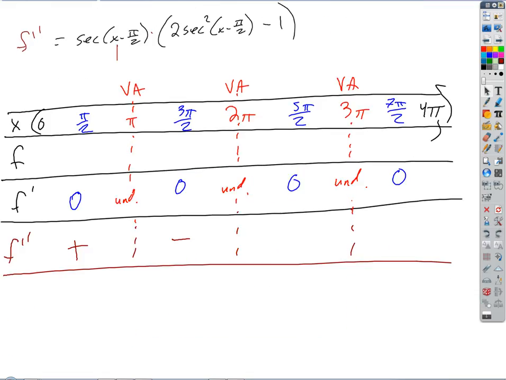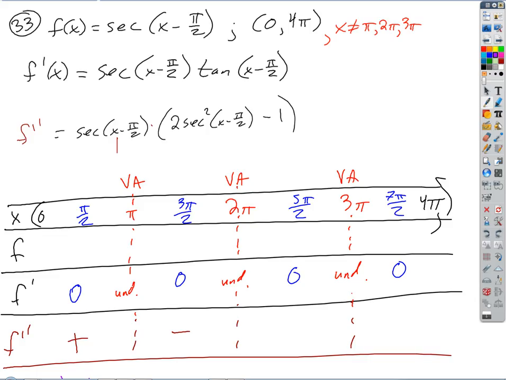So what does that tell us then? The second derivative says if it's concave up and it's a horizontal tangent, I know that this definitely is a minimum. Remember, the positive second derivative means a happy function. Okay. What about at 3/2 pi? Well, let's go through that one. The secant of 3/2 pi minus pi halves is the secant of pi, which is -1, because it's the reciprocal of cosine of pi. Cosine of pi is -1.